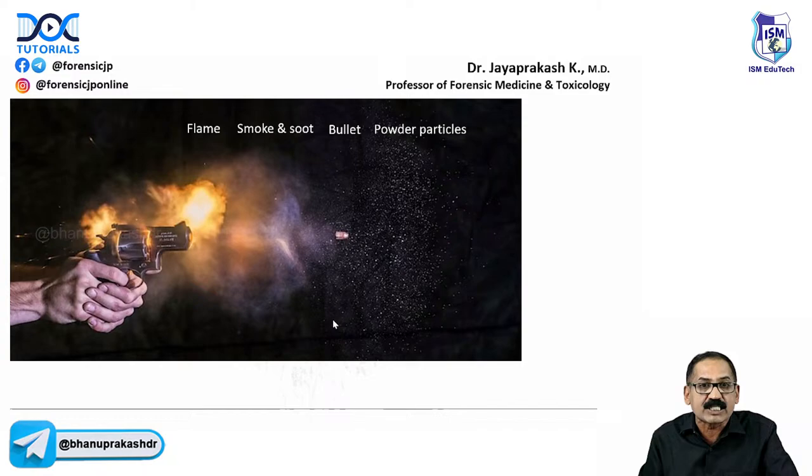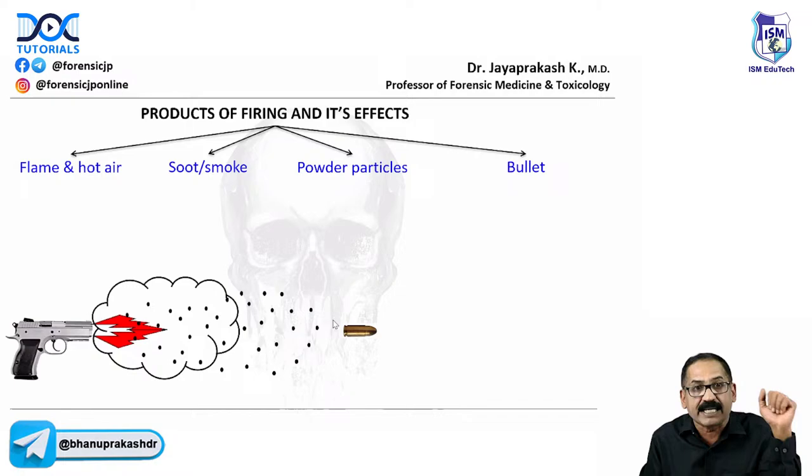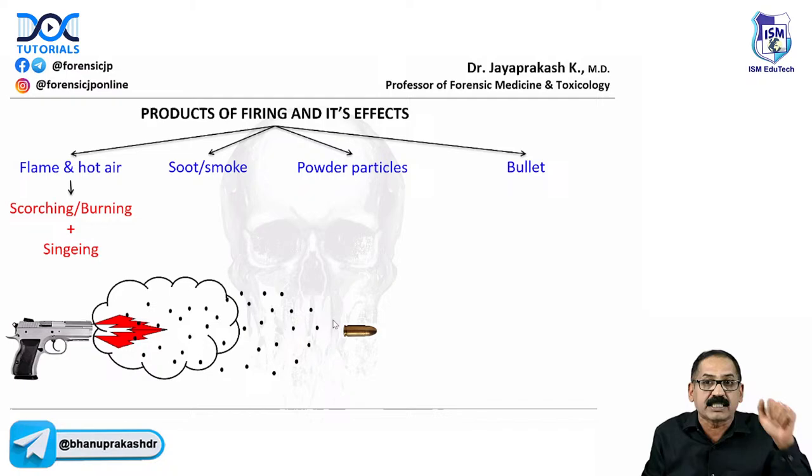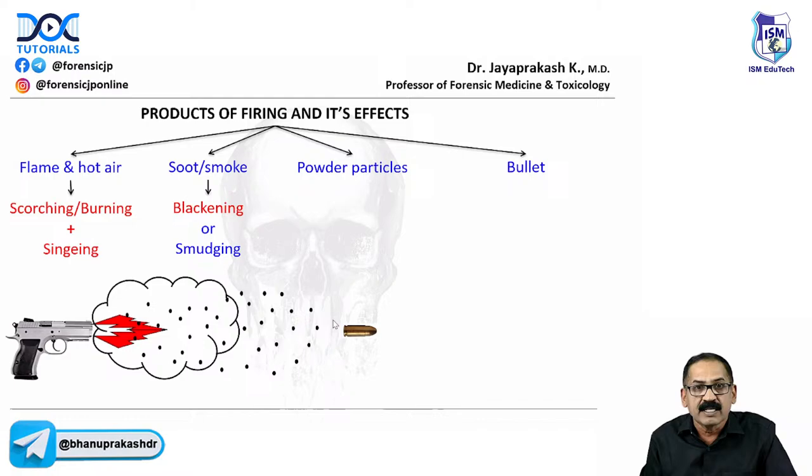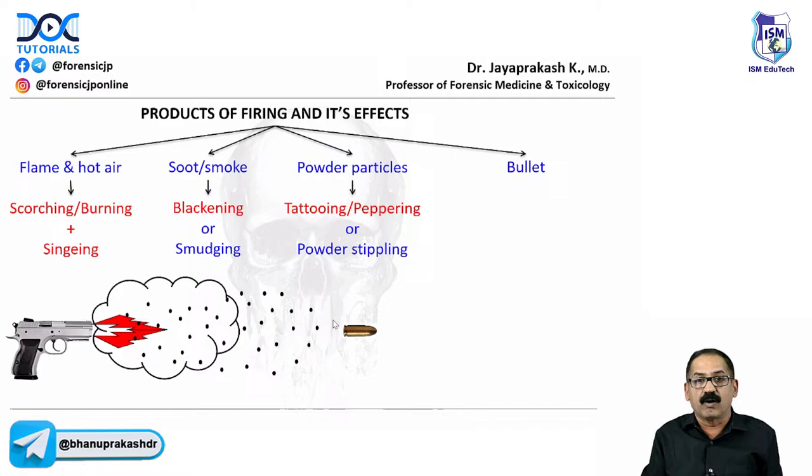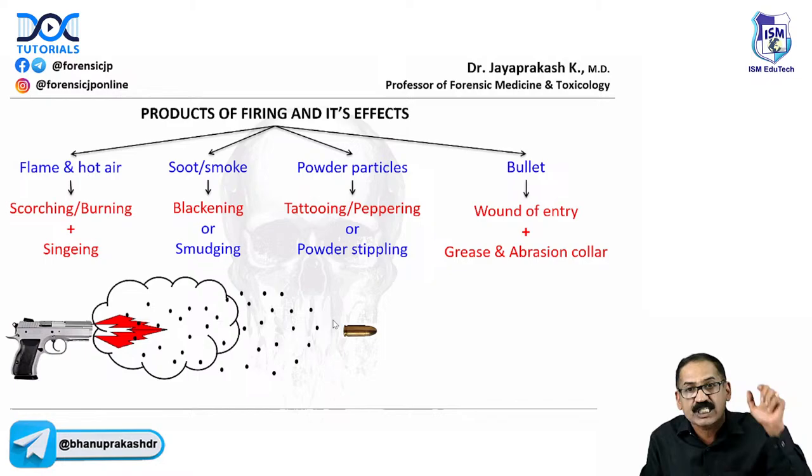Now, I am showing you a diagrammatic representation. I repeat again, it is very, very important to understand the wound ballistics of a rifle firearm. The flame causes burning or scorching and singeing. The soot and smoke cause blackening or smudging. The powder particles give rise to peppering or tattooing or powder stippling, and the bullet gives rise to a wound of entry with grease collar and abrasion collar. Okay, now look at the question.